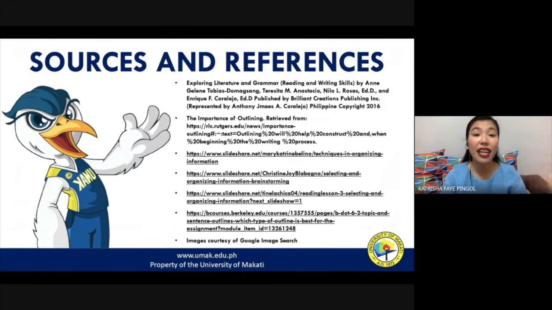Again, the three main techniques in selecting and organizing information are brainstorming, graphic organizers, and outline.